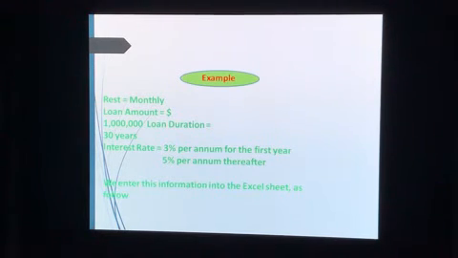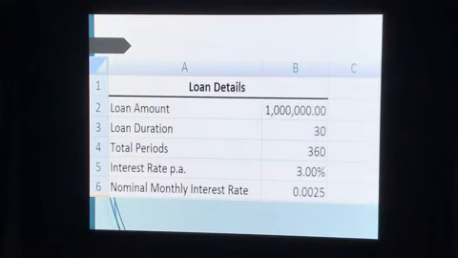So we will enter this information in our Excel sheet. First of all, we need to make this table. Total loan amount, we need to write down the details. The loan amount is 1 million. Loan duration is 30 years, so in every year a total of 12 payments will be made. So 12 multiplied by 30, the total number of payments will be 360.